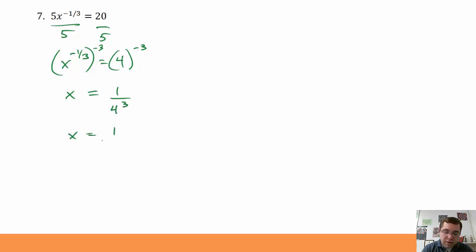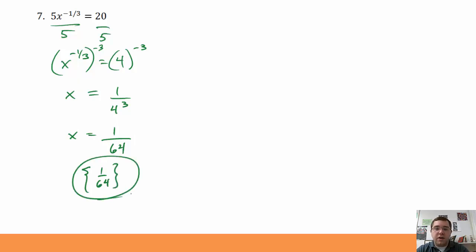Well, what is 1 over 4 to the positive 3rd? Well, 4 to the 3rd is 64, so this is 1 over 64. So x equals 1 over 64. I've got the solution set as the set containing 1/64.